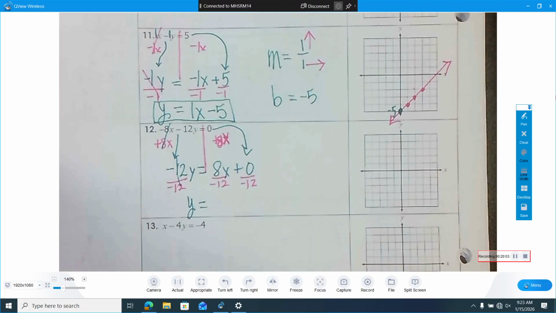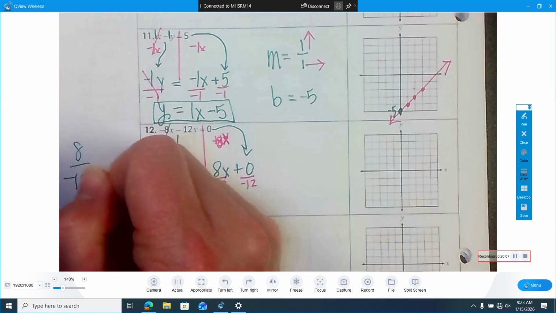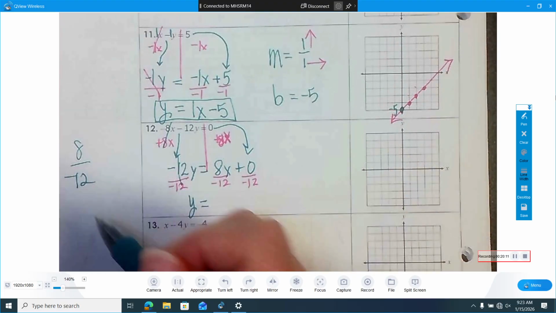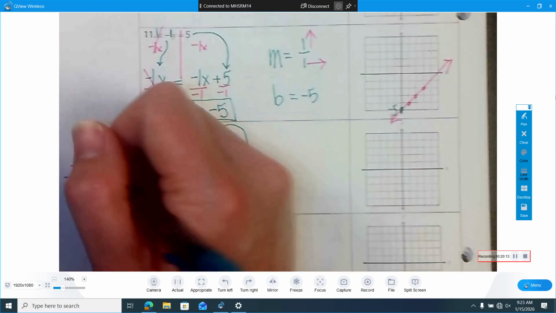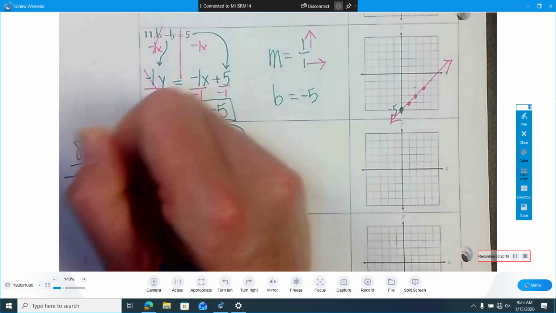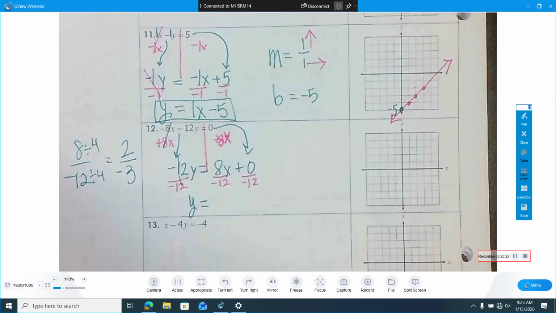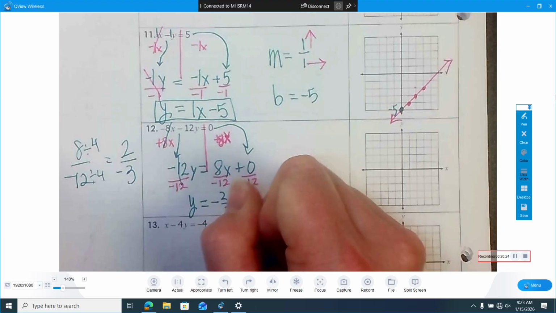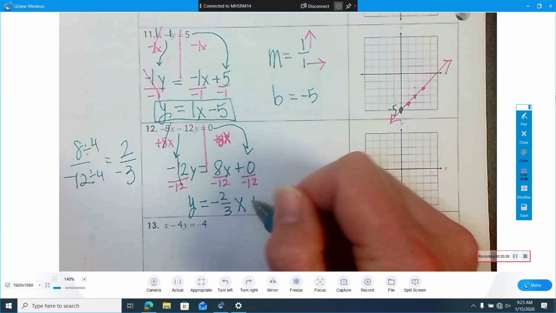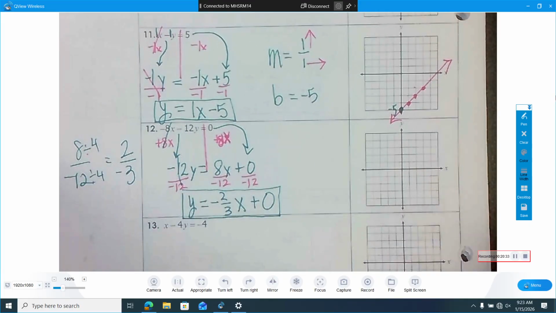It's positive. What do we have here with 8 over negative 12? What do we do with that? Negative 2 over 3. How'd you get negative 2 over 3? You reduced it. You divided top and bottom by 4. So 8 divided by 4 is 2, and negative 12 divided by 4 is negative 3. So negative 2 over 3 with an x. What's 0 divided by any number? 0. All right, so there's our slope-intercept form.